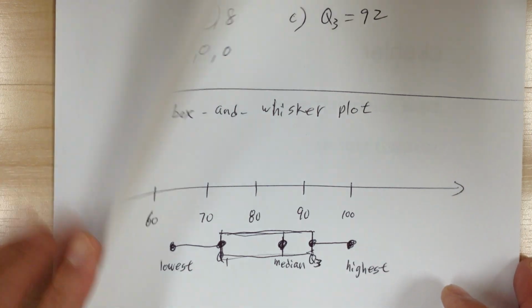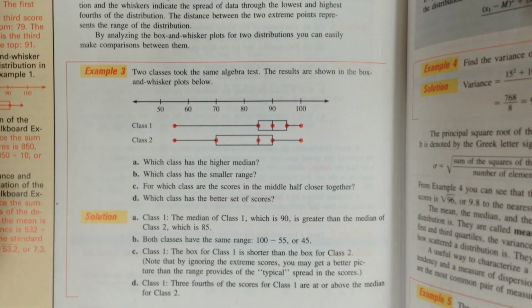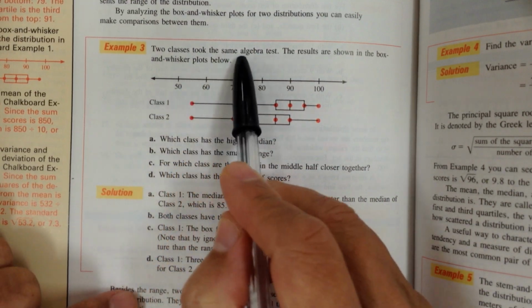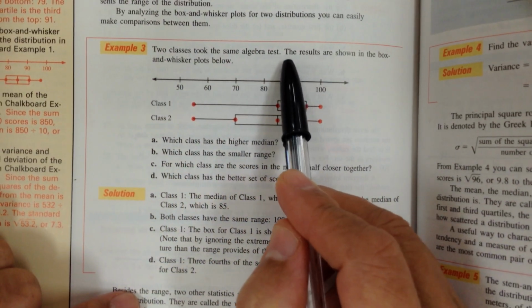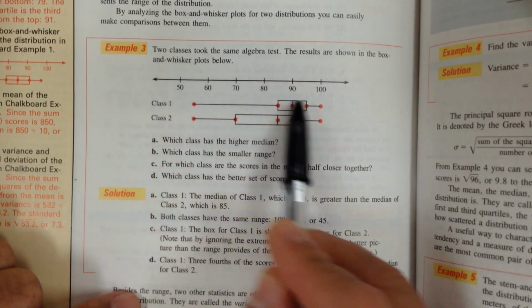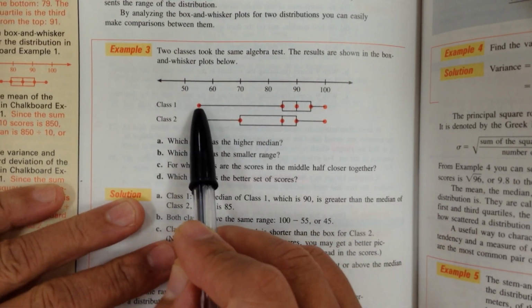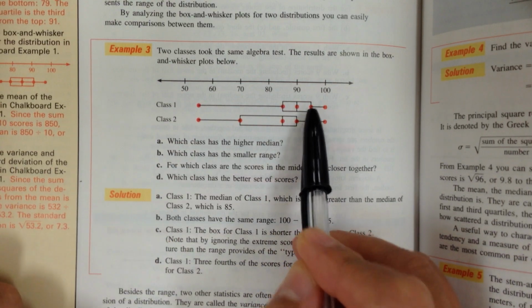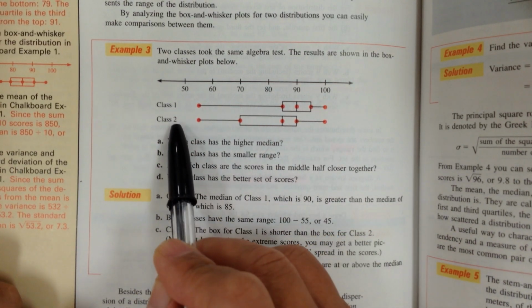Okay, now let's go to example 3 to learn how to analyze the data. On example 3, it says 2 classes took the same algebra test. The results are shown in the box and whisker plot over here. So again, that's your lowest, that's your highest, that's your median, that's your first quartile, third quartile. So your class 1, class 2.